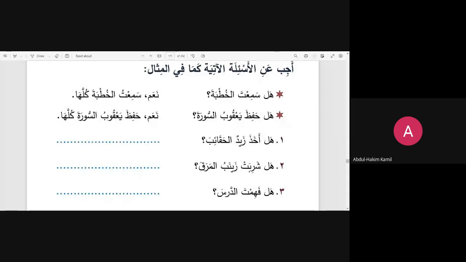Okay, look at the example. هل سمعت الخطبة؟ نعم. سمعت الخطبة كلها. We're learning about this word كلها, it is used for توكيد, emphasis. نعم. هل حفظ يعقوب السورة؟ نعم. حفظ يعقوب السورة كلها.